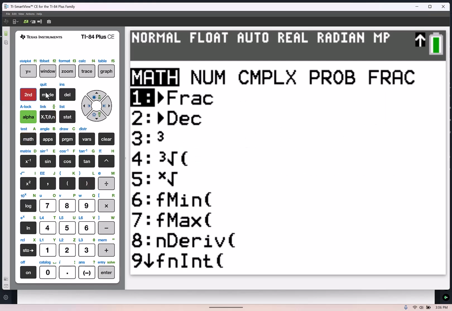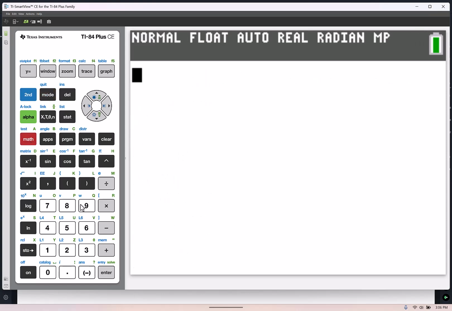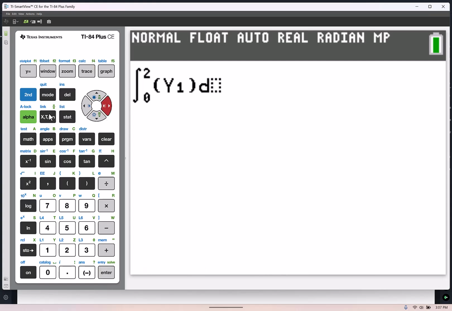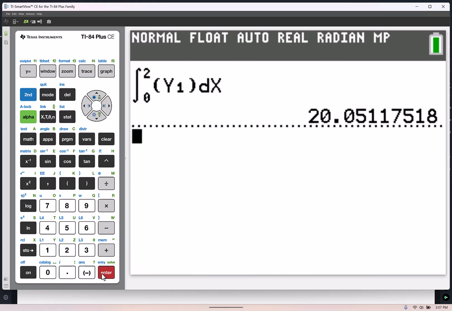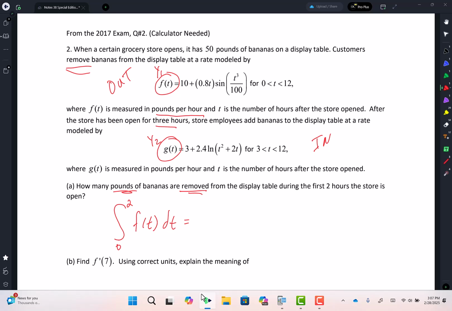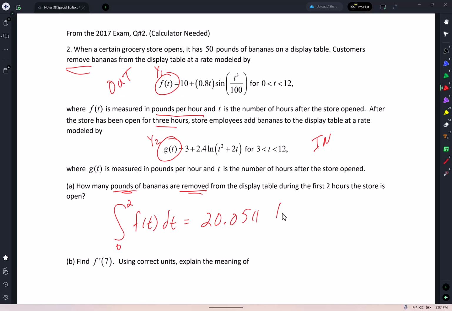Second quit. Math number 9, 0 to 2. And alpha trace y1, and I'm going to push x here, and I'll push my enter, and there it is, 20.0511. And I need units, pounds. Cool or not cool?